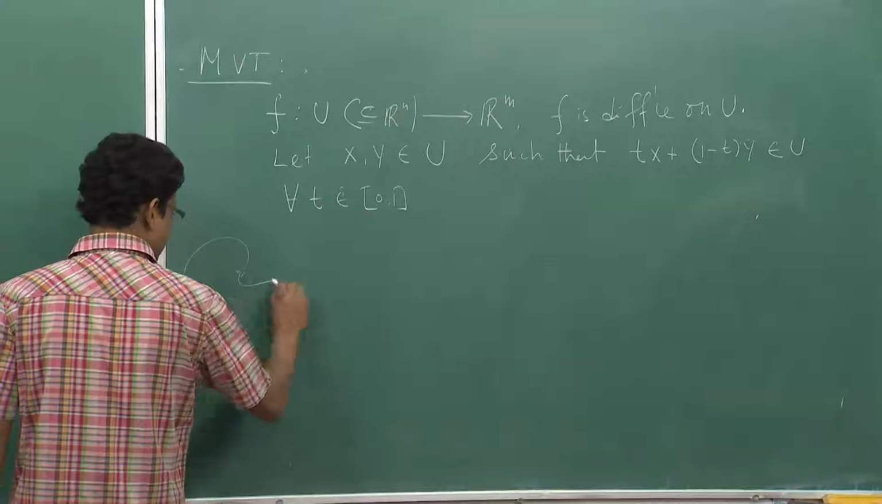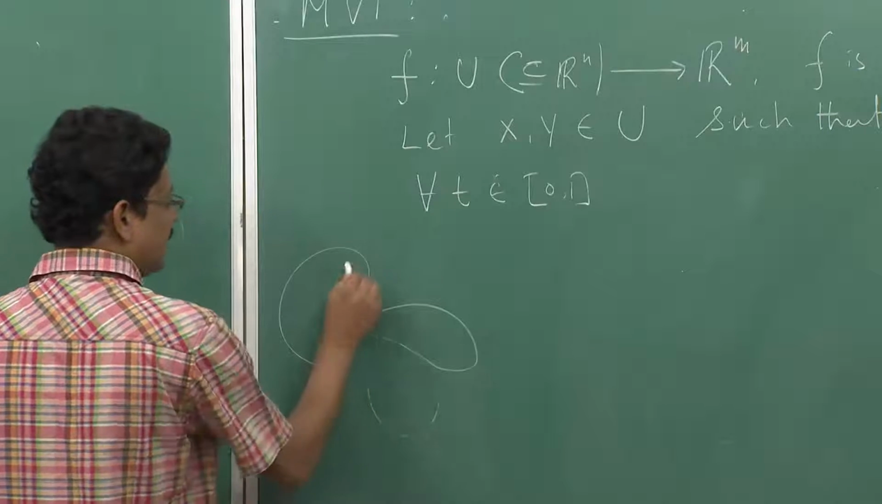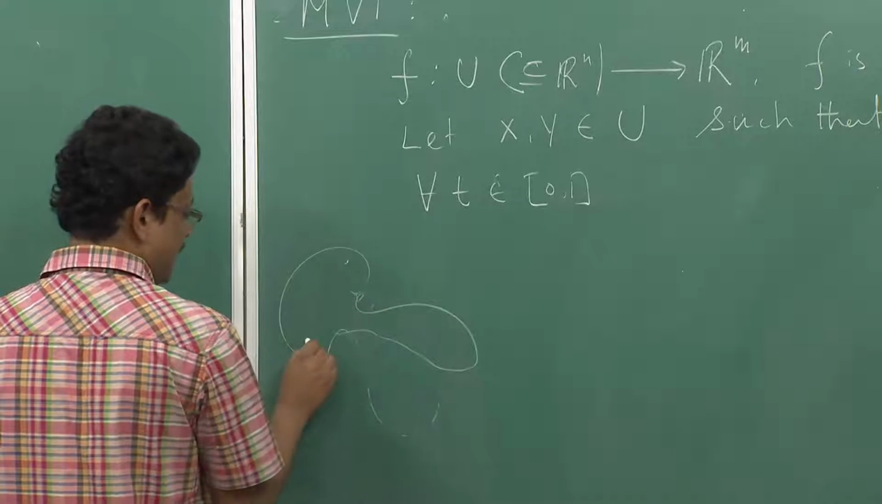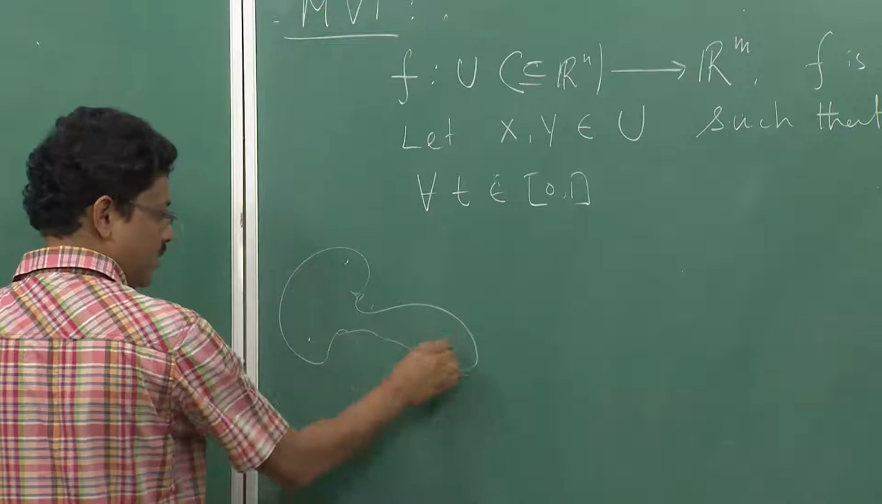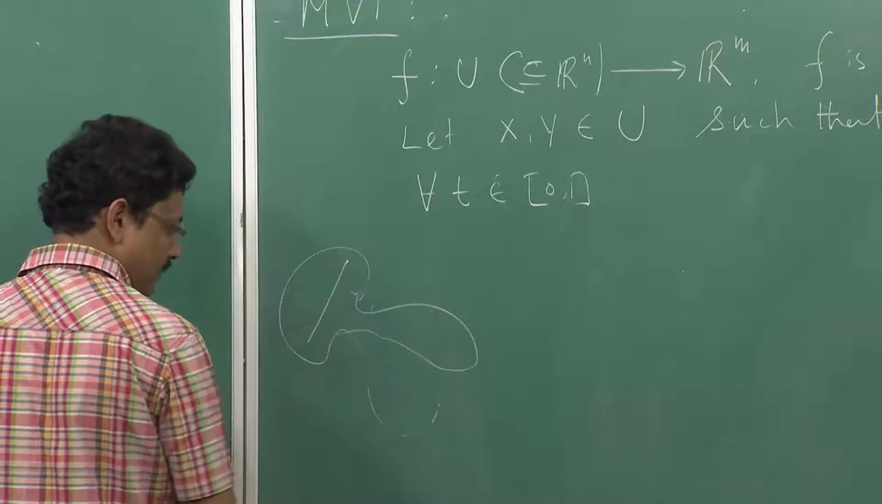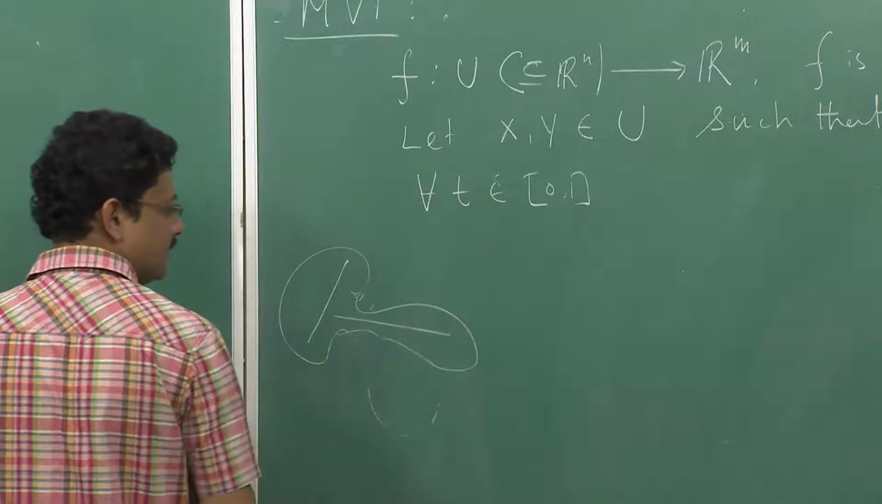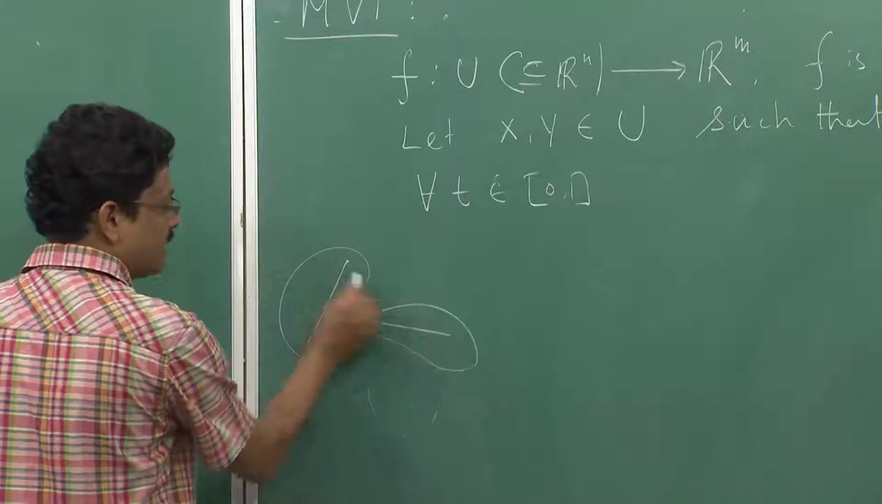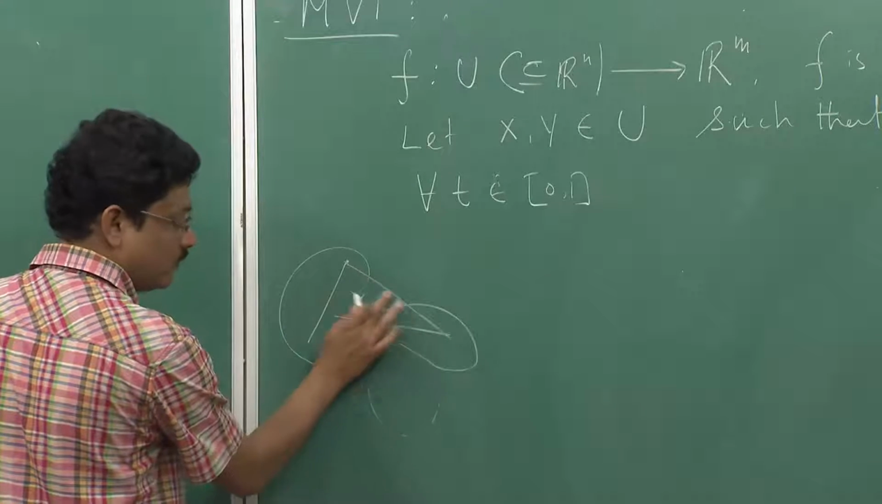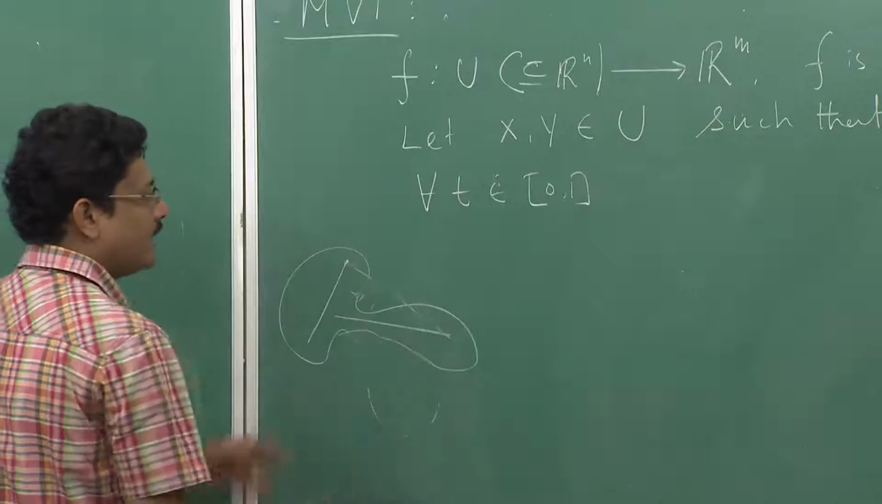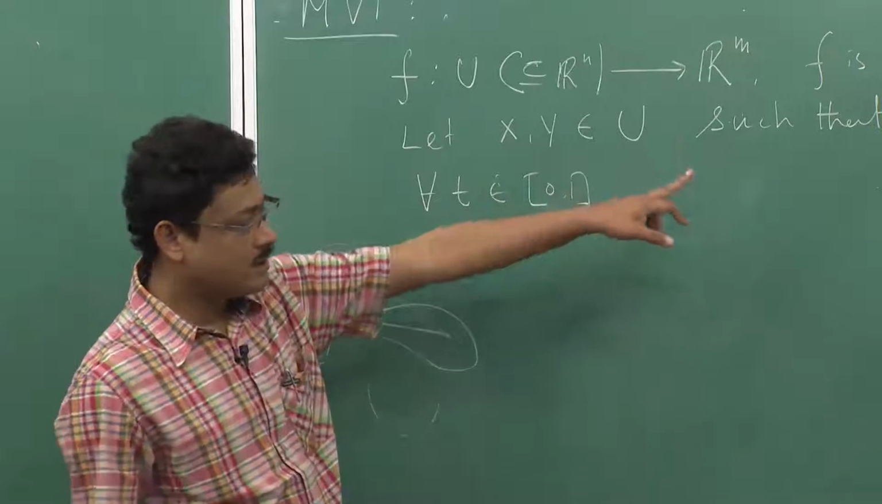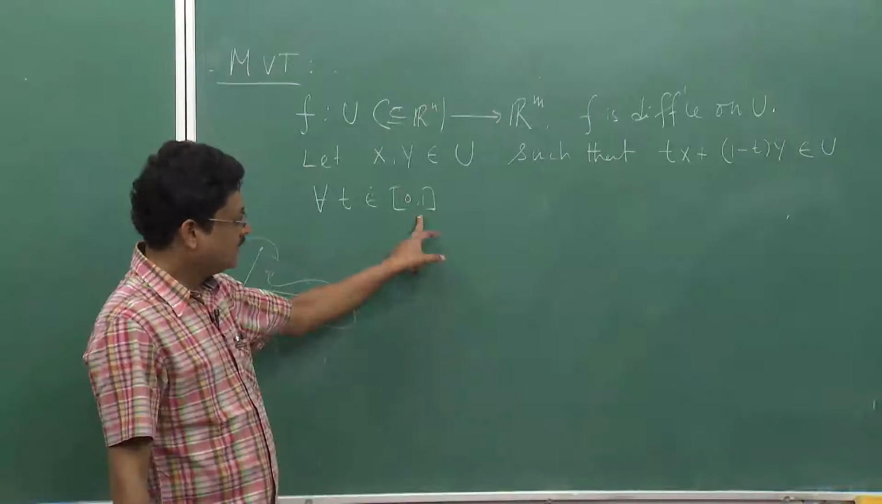So, in a situation like this, u may be an element like this or maybe an open connected set like this. I have x here and y here, and the line joining x and y. So, I should have x and y like this or x and y like this. I cannot take x and y like this, because the line joining x and y is not in u. So, I have to take x and y in such a way that the entire line joining x and y is in u.